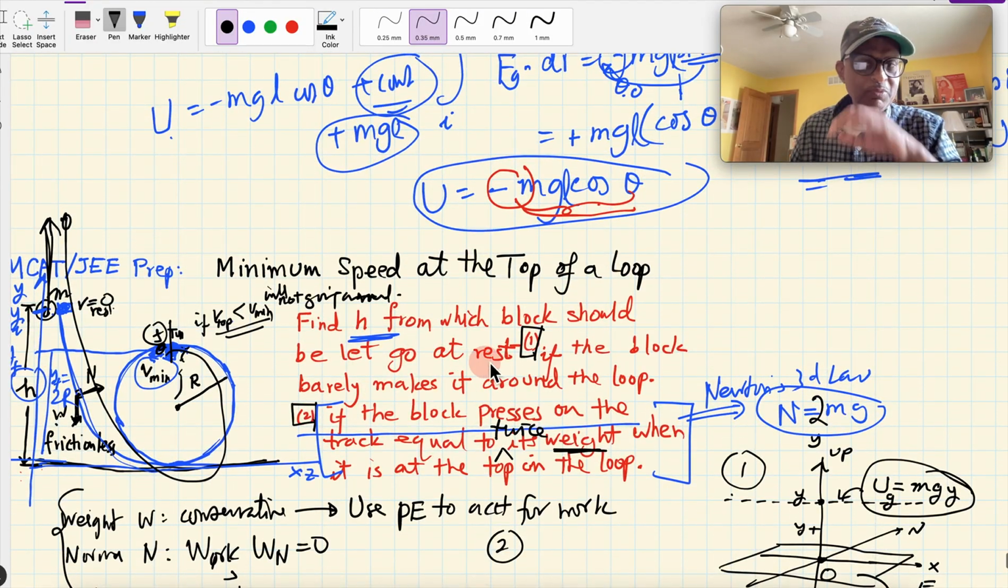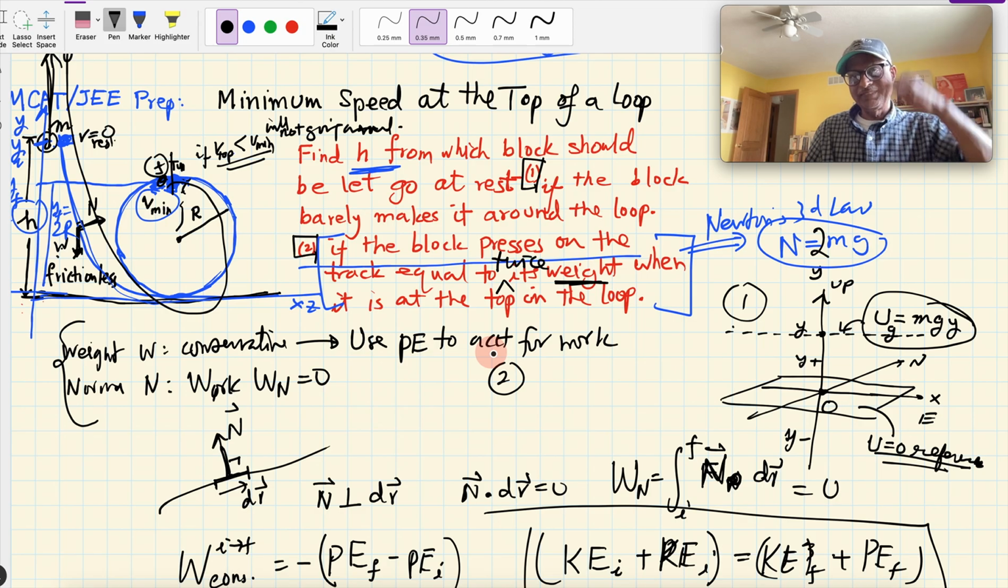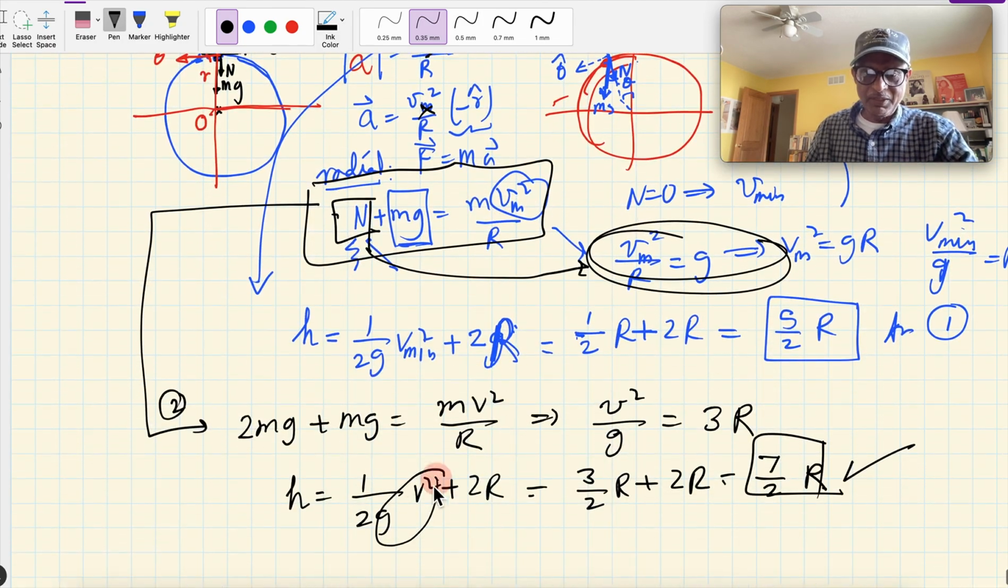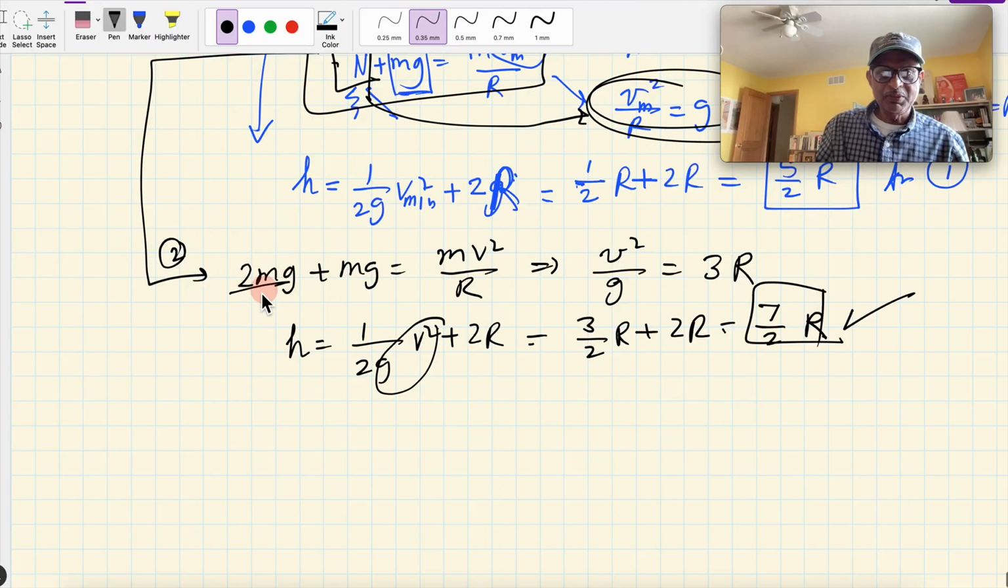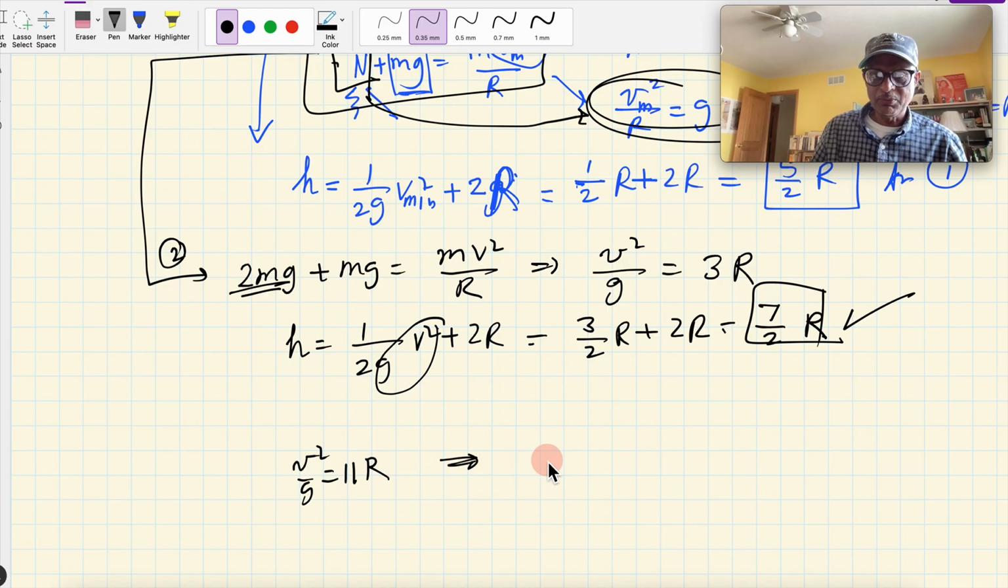So you can see, you can actually solve it for whatever different heights you are thinking. You can say, well, what if I want to push it 10 times the weight? When you go through there, everything will be the same, except that over here it will be 10 times. So v squared over g will be 11r, and that will end up at h equals 11 over 2 plus 2r, 15 over 2 r, etc.